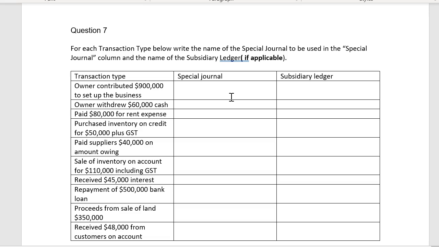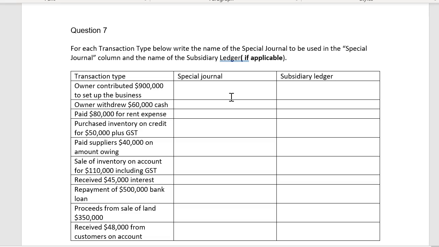Cash receipts journal is another special journal we learned. What does a cash receipts journal record? It records all cash inflows. It could be interest receipts, collection of accounts receivable, cash sales, or cash receipts on service revenue or sales revenue, etc. So the cash receipts journal records all cash inflows.